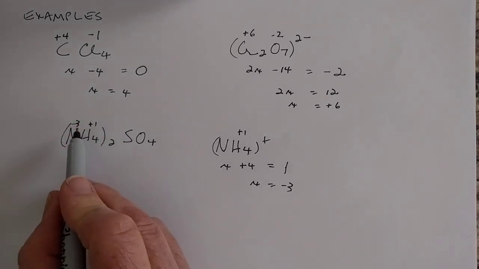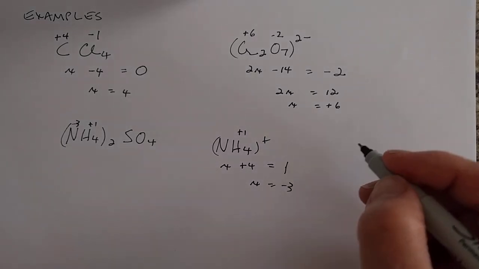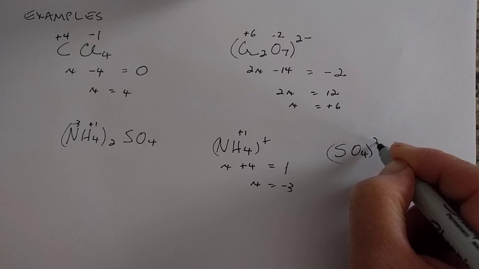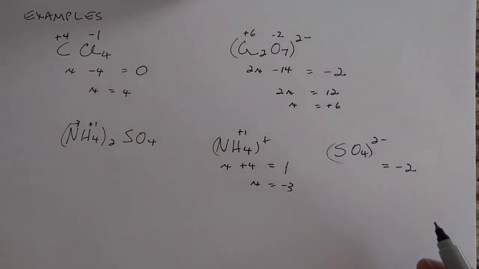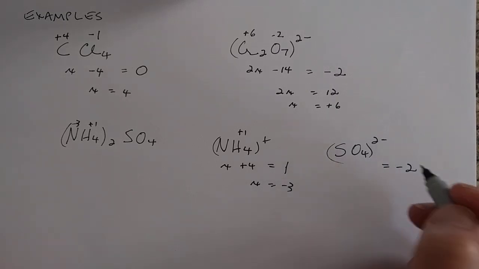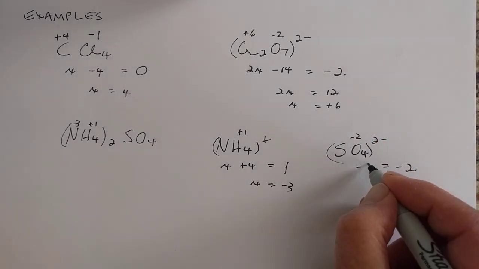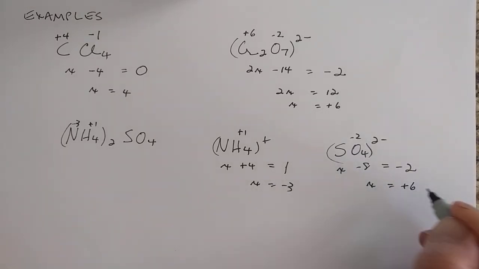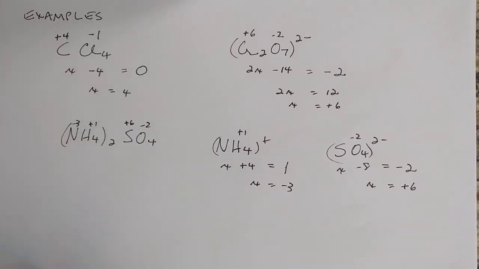It doesn't matter that there's 2 of them. Each ammonium ion has the same oxidation state for its elements. So then we have SO4 with a 2- charge. So the sum of the oxidation states must equal -2. Oxygen, that's not an exception there, so oxygen is going to be -2 times 4, -8, 1 sulfur, X. So our X equals +6. So sulfur is +6 and oxygen is -2.